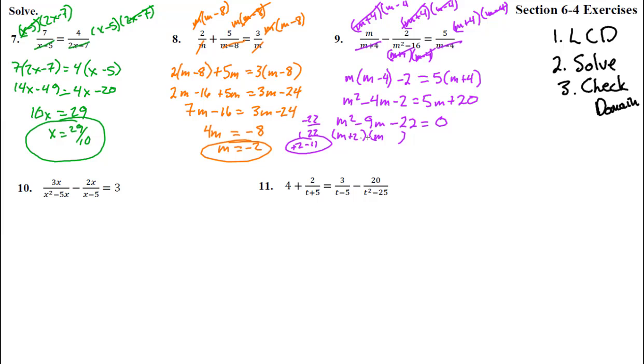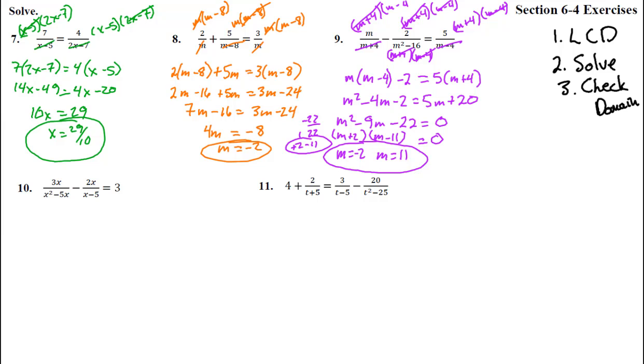M plus 2, m minus 11 equals 0, which gives us m equals negative 2. Set this piece equal to 0. Now set this piece equal to 0. We've solved it. Check the domain. Do any one of these break a rule up here? So we can't have a negative 4 and we can't have a positive 4. So yes, these are both solutions. We get 2 answers on this one.